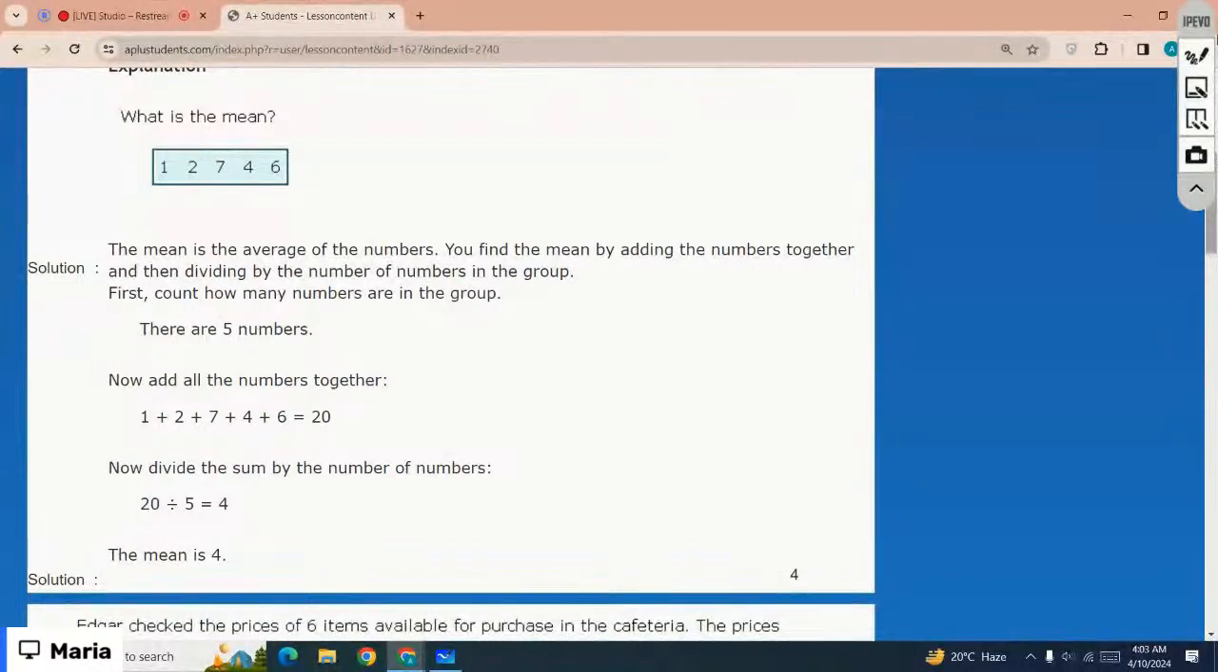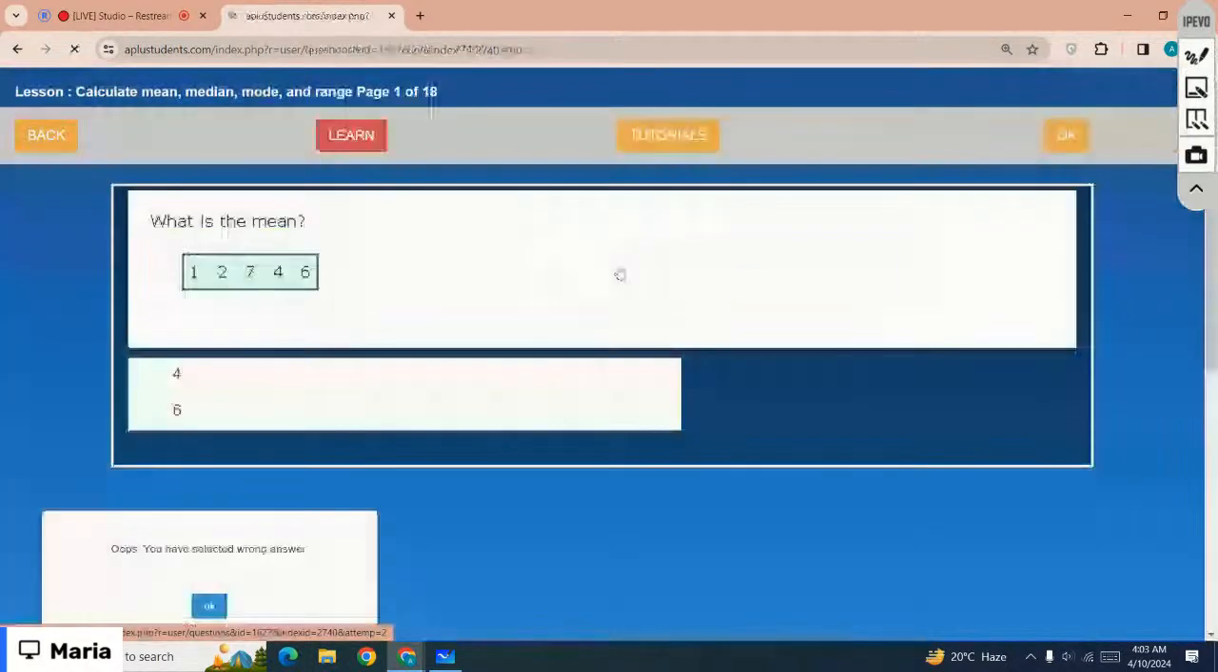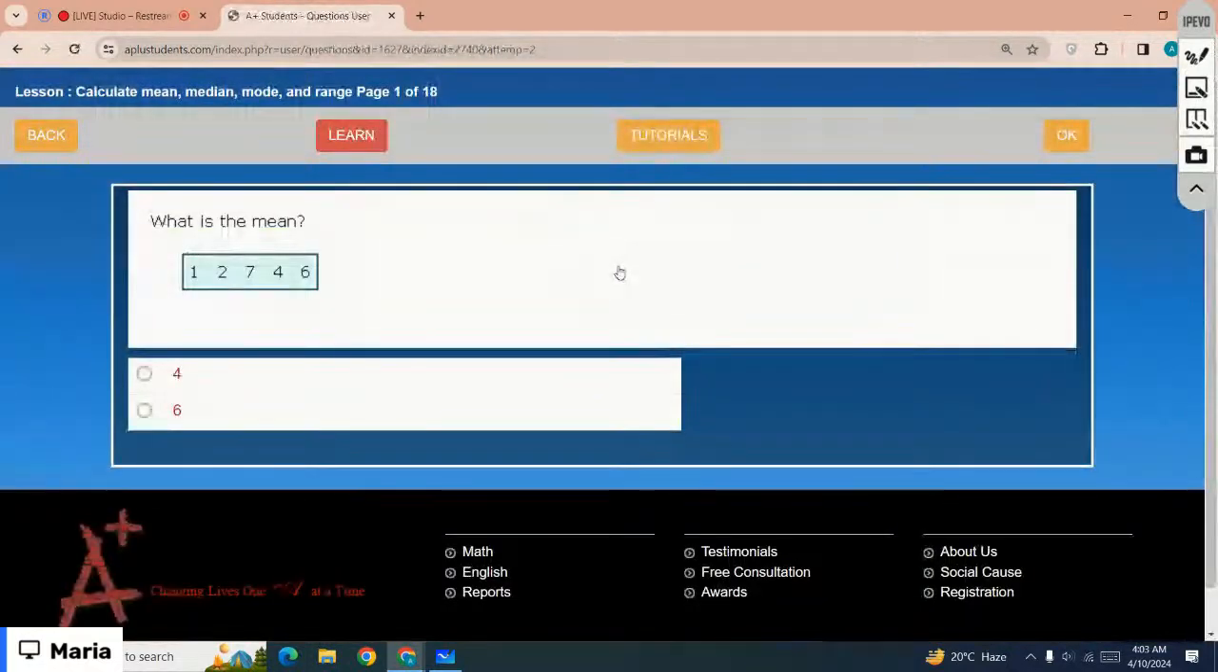Let's start with the practice questions. You can have a look at the tutorial by yourself, because they are already solved. The first one is, what is the mean? That's the one we just did in the tutorial. Whenever you need to calculate the mean, simply add all the given numbers and divide by the number of numbers. There are 5 numbers. You divide 20 by 5, and 20 by 5 equals 4. So the correct option is 4.